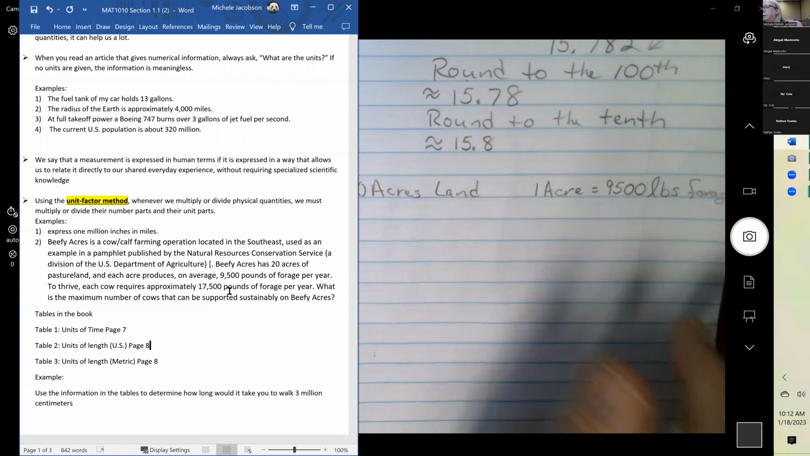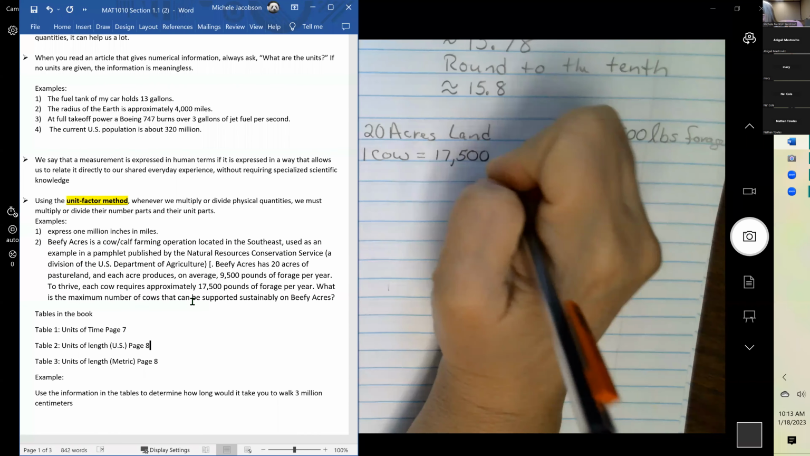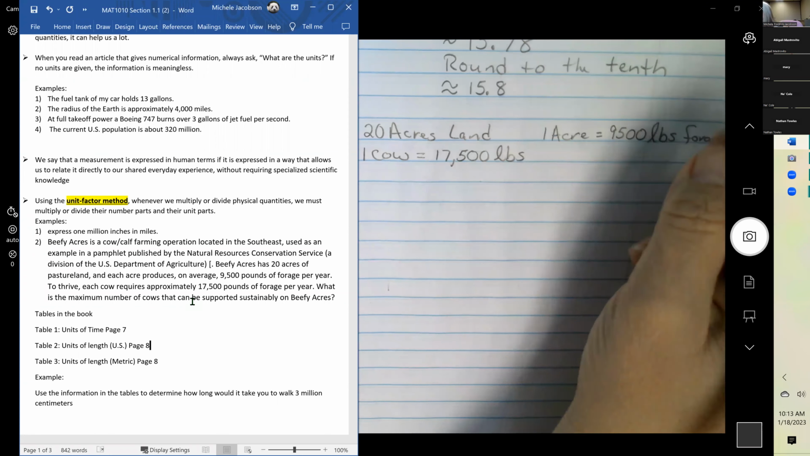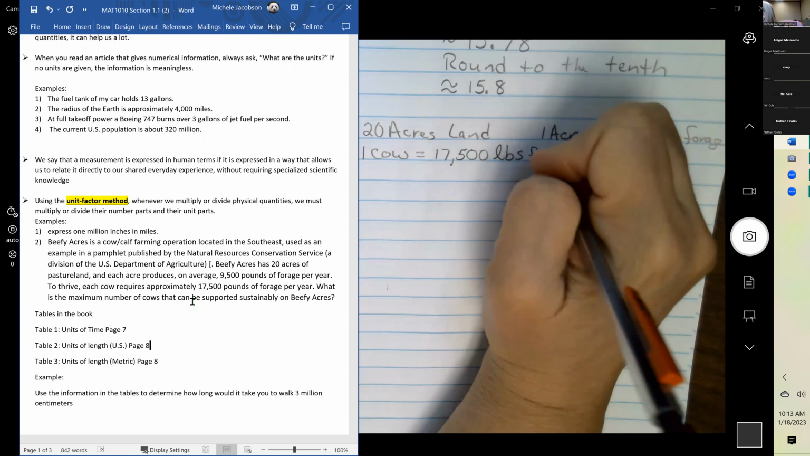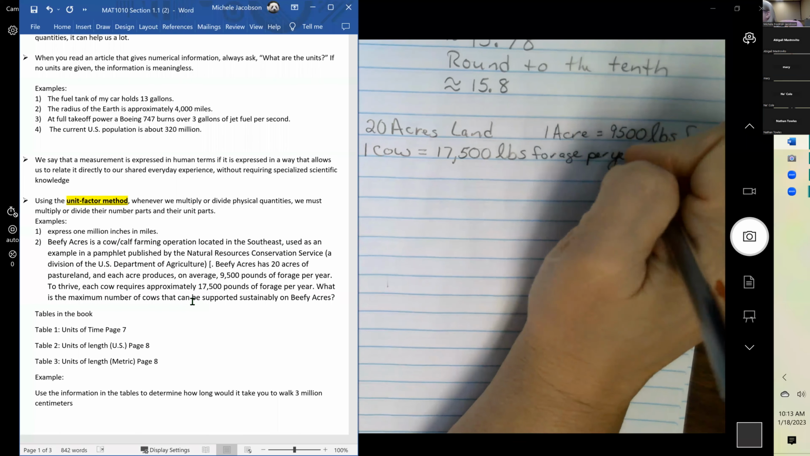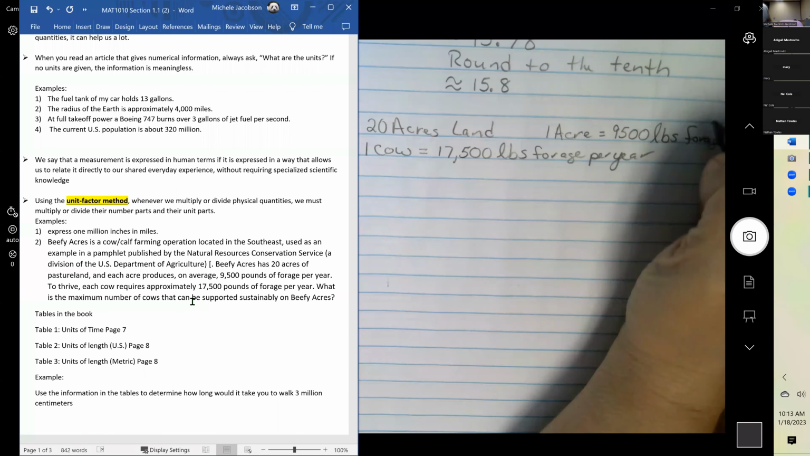To thrive, each cow requires approximately, so one cow equals 17,500 pounds of forage per year. And I believe this is also per year.